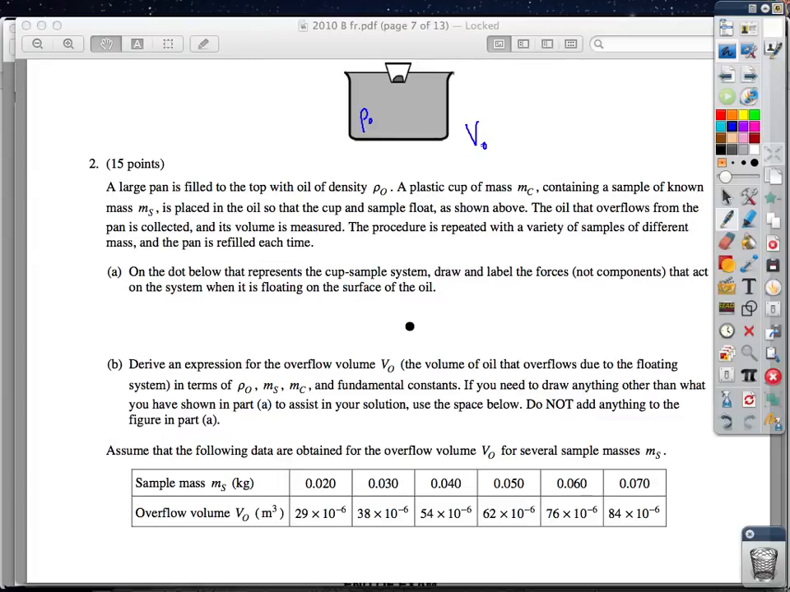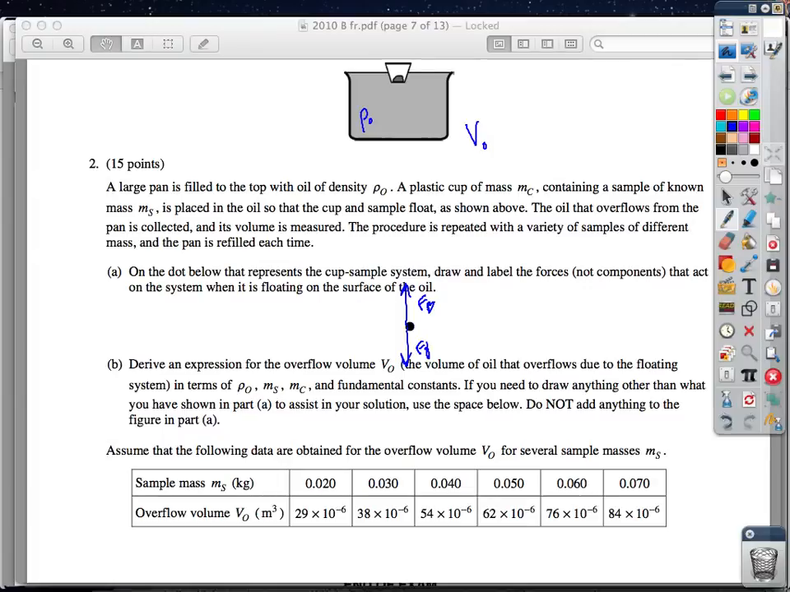The dot below represents the cup-sample system. Draw and label the forces that act on the system. Okay, well, if it's the cup-sample system, then it's going to be F_G and F_B. Pretty sure that's it.